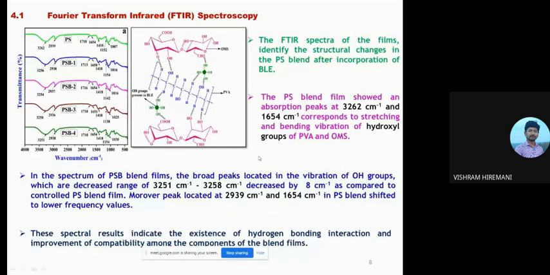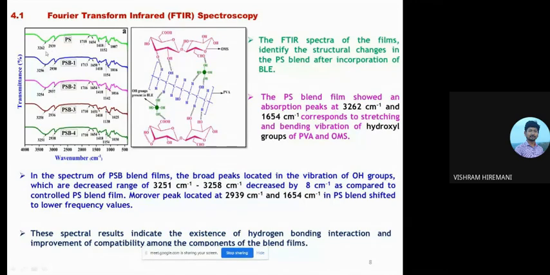Result and discussion. First one is FTIR spectroscopy. FTIR spectroscopy was utilized to know the intramolecular and intermolecular hydrogen bonding interaction between the components of the blend films. Here we see in the PS blend, the peaks at 3262 reciprocal centimeter and 1654 reciprocal centimeter are attributed to the stretching and bending of hydroxyl groups of PVA and oxidized maize starch. And the peak at 1718 is ascribed to the carbonyl content of the oxidized maize starch.